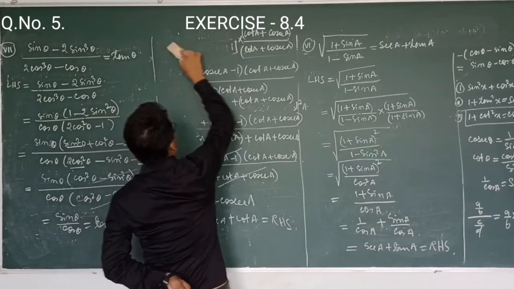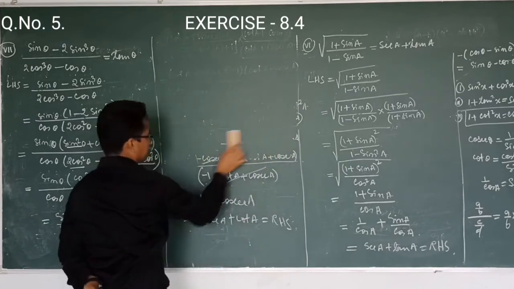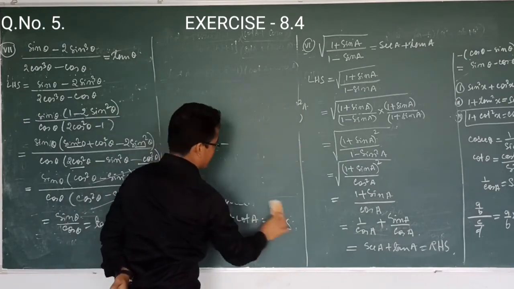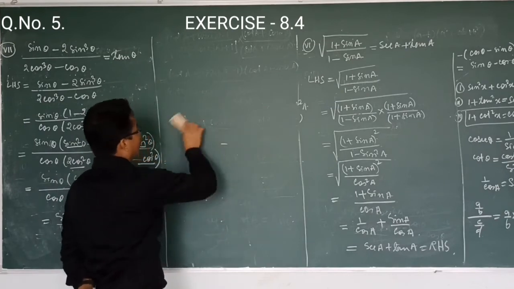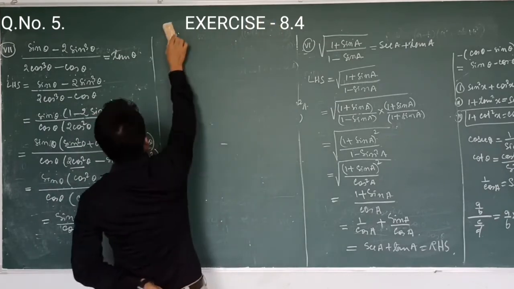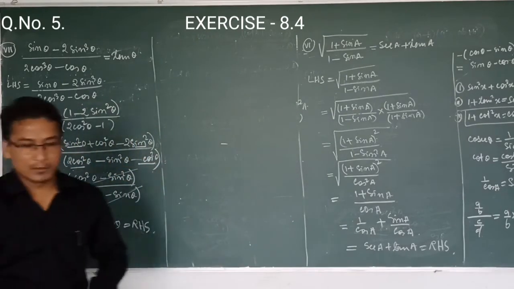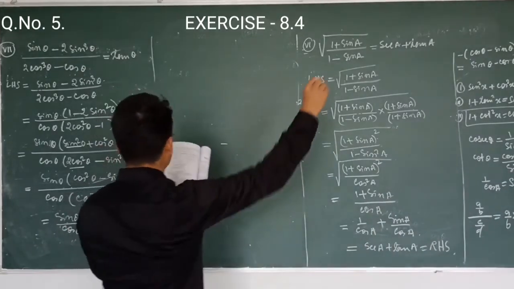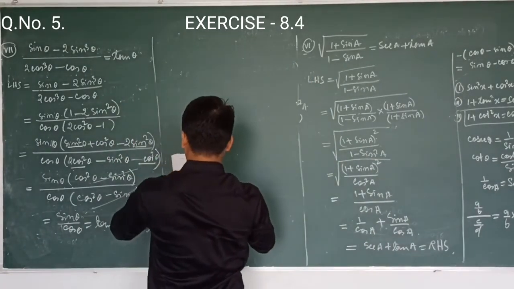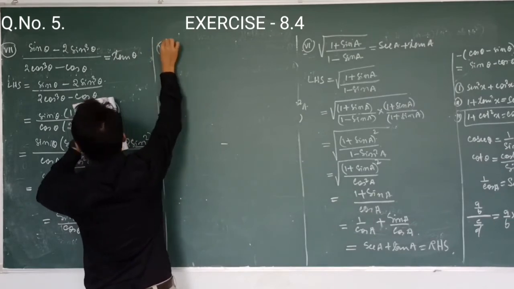Let's see the other, Roman number 8. All these questions are very important, so you solve all the questions once again by yourself also. So let's see question number 8, a very long question.